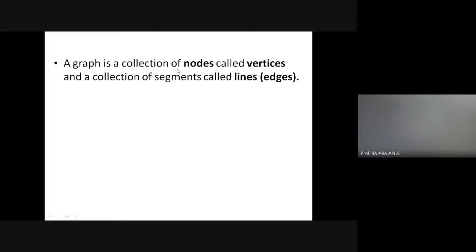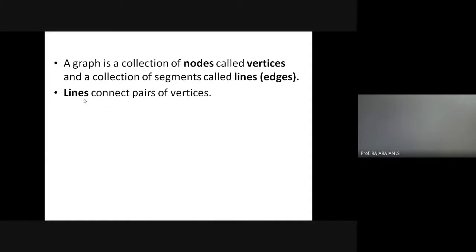A graph is a collection of nodes called vertices, whereas in the case of a tree, we used to call them branches and nodes. So a tree is a collection of nodes and branches. Similarly, a graph is a collection of vertices and edges. Vertices are nothing but the nodes of a tree. Edges are nothing but the branches, the interconnection or the lines. They are called edges in the case of a graph.